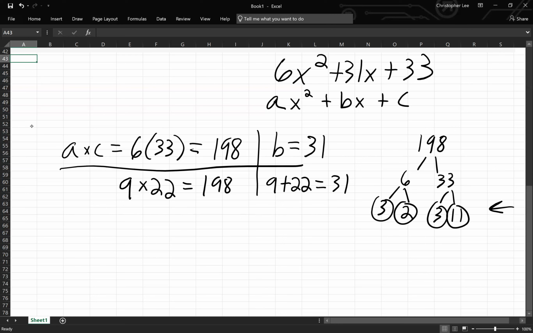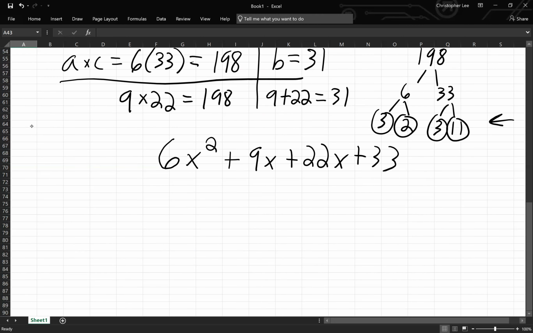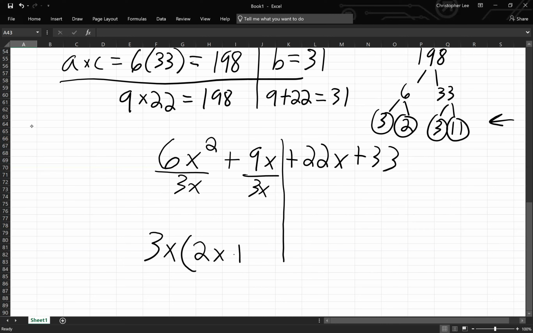So after you do that, you're gonna rewrite the equation. We have 6x squared, but instead of the 31x, I'm gonna do plus 9x plus 22x plus 33. And now that we have 4 terms, we're gonna factor by grouping. So I'm gonna group the first 2 terms together. Greatest common factor over here is what? 3x, right? Very good. Remember, when you factor out a 3x, it's like you're dividing by 3x. So 6x squared divided by 3x is what? So 2x plus 3, very good.